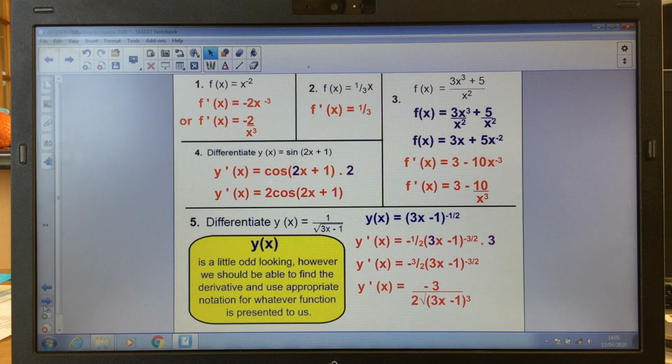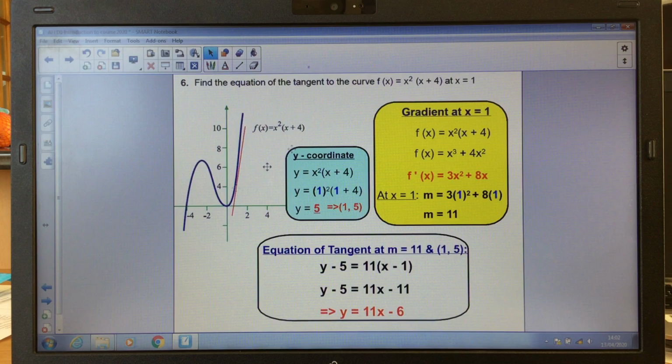Right, let's go to question 6. I've not put animations in. Have you realised that you need to find the y coordinates? So if x is 1, you can just slot it in. Have you expanded so that you can then differentiate, and then known that the gradient is the same as the derivative? So when you substitute in 1, you get the gradient of 11, and then found your equation.